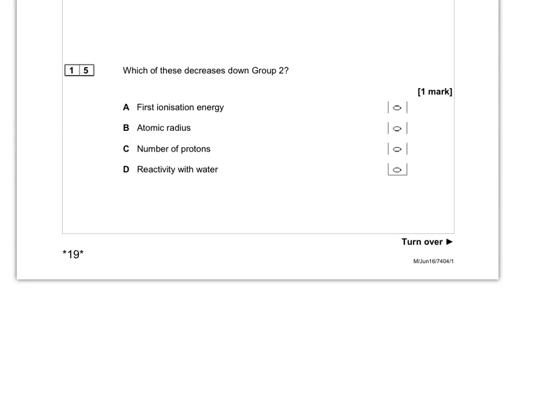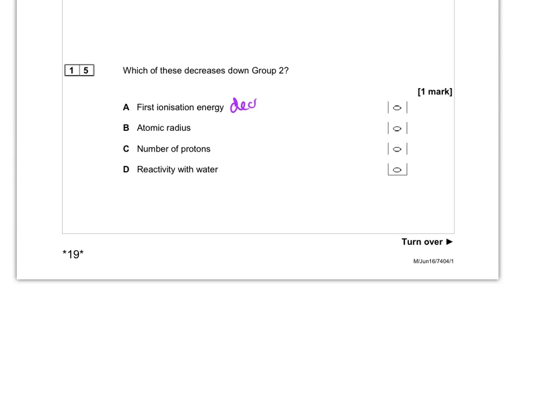Which of these decreases down group 2? So the first ionisation energy is going to decrease because the outer electron is getting further away from the nucleus, so it's going to be easier to remove. So that decreases. That looks like that's the answer, but let's check the others.